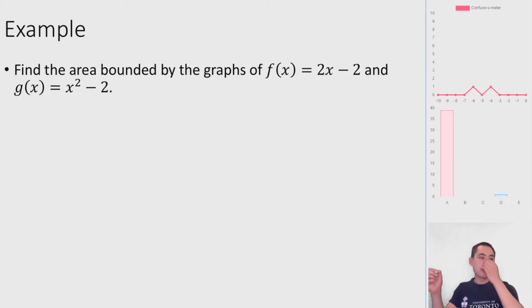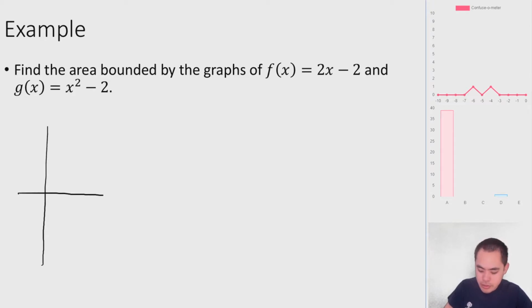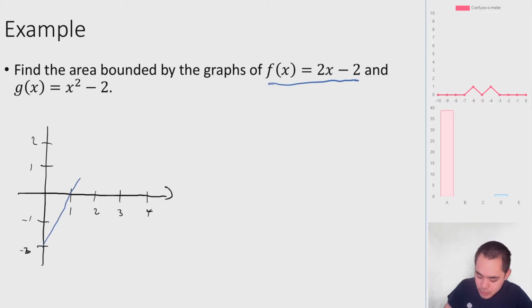But yeah, so let's suppose we want to find the area bounded by the graphs of f of x equal to x squared minus 2 and g of x equal to 2x minus 2. So let's draw this out. Let's say 1, 2, 3, 4, 1, 2, minus 1, minus 2. Okay, so 2x minus 2. Well, that's just a line with slope 2 with the y-intercept at y equal to minus 2. So let me do that one in blue. So this is going to be here, and so on.